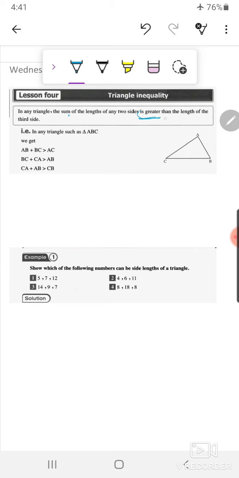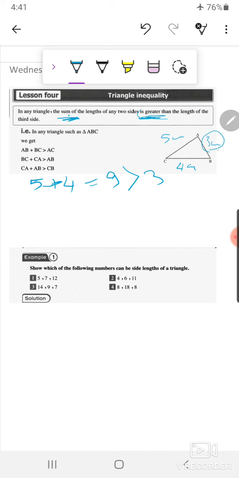What this word means. If you have this number like 5 centimeter, which is AC, and BC equals 4 centimeter, while AB equals 3 centimeter. If I make the sum of any two sides, like 5 plus 4 equals 9. Is 9 greater than 3, which is the third side? Of course. So, in any triangle, the sum of any two sides is greater than the third side.